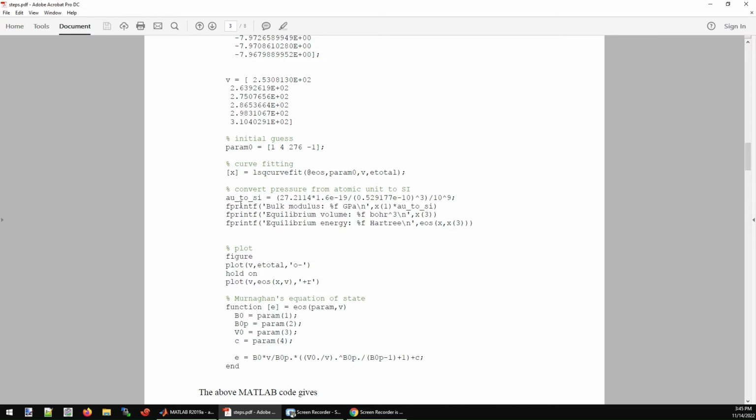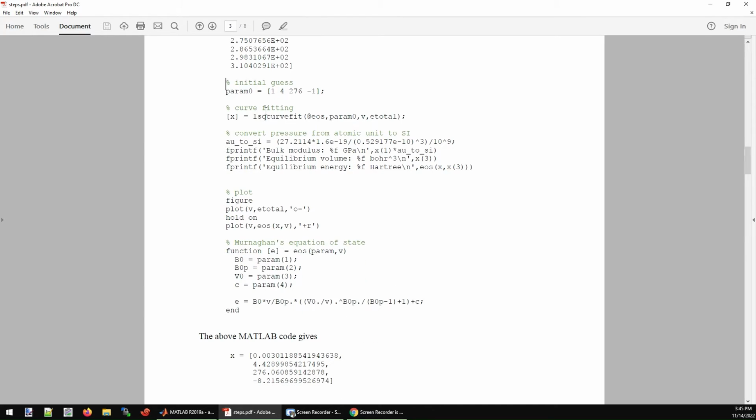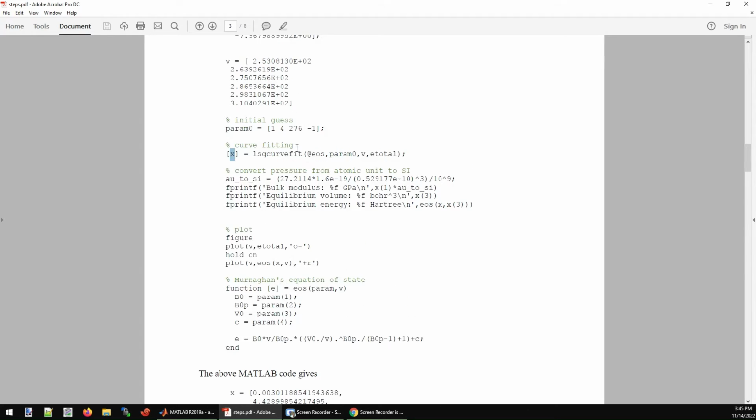After that, if you want to know the bulk modulus in the SI unit, you can convert it from the atomic unit to SI. Because by default, all the units from Abinit are in atomic units. So we have to convert that into the SI. And this X is very important, which is the return value from the least squares fitting. We are going to use this X to define the equation of state for the silicon diamond structure in the next sections.